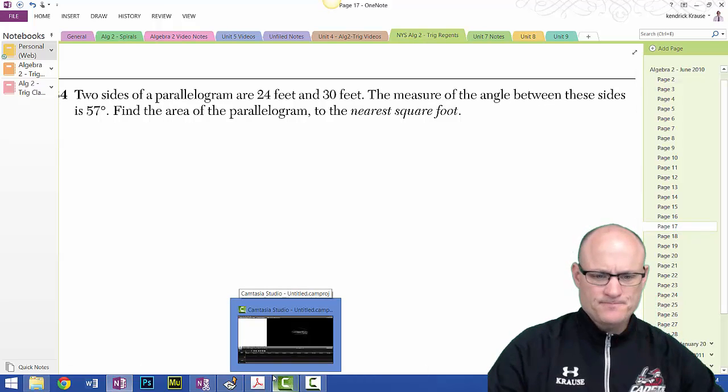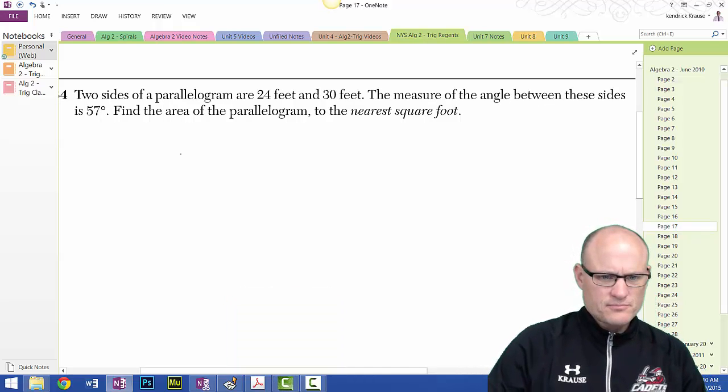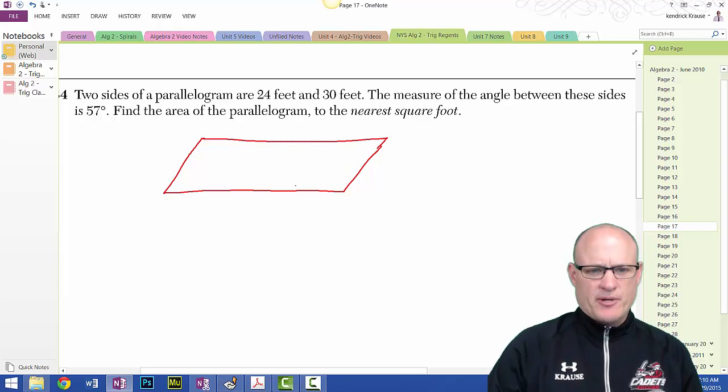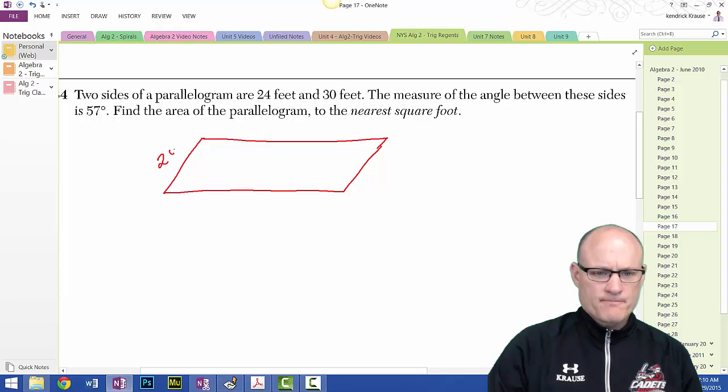Alright, so, parallelogram. Side over side. Alright, so two sides of a parallelogram are 24 and 30. The measure of the angle between these sides is 57. And we want to find the area of the parallelogram to the nearest foot.